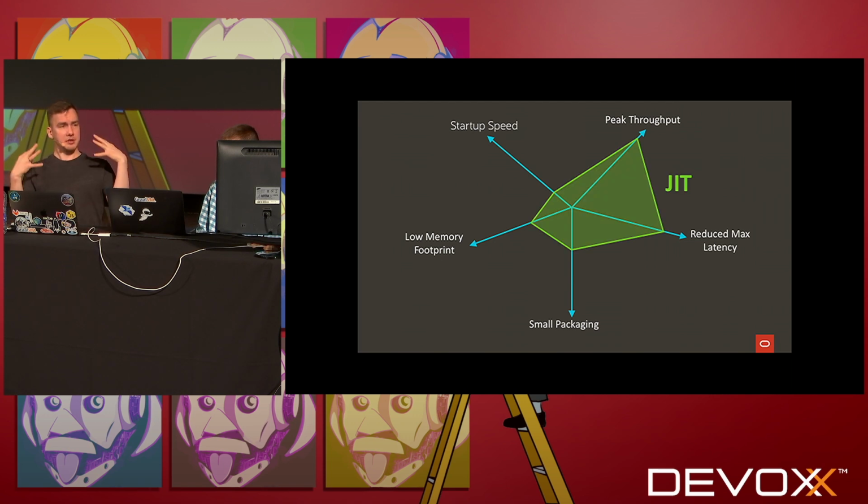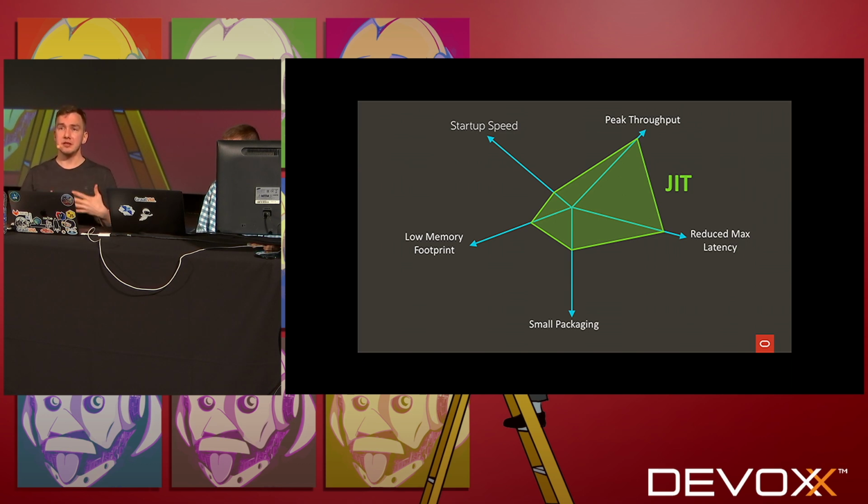So if we talk about what running a program in a JIT mode will give you, most probably it will give you superb peak performance, the throughput, and probably the best maximum latency, because it will warm up everything, it will produce the most efficient code, and the most efficient code will probably finish the quickest.